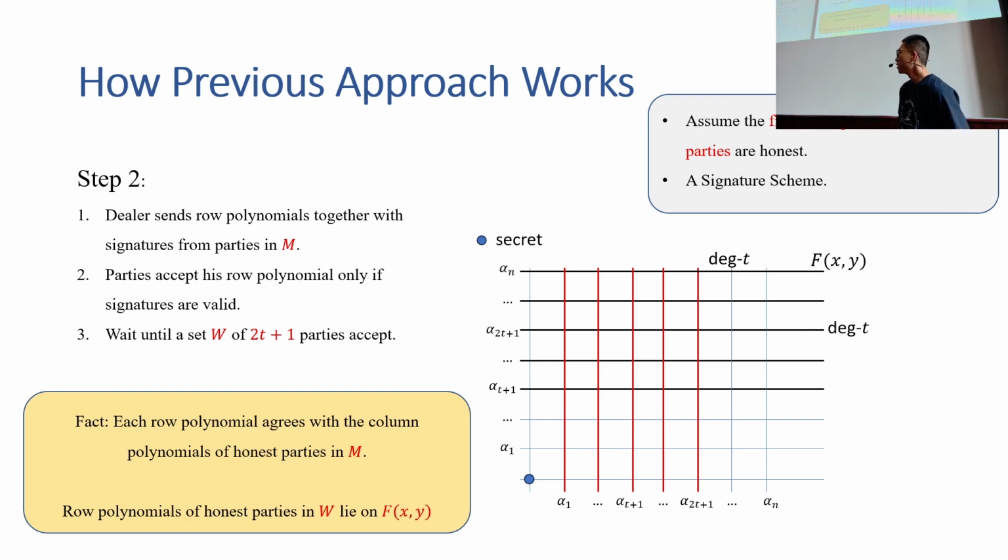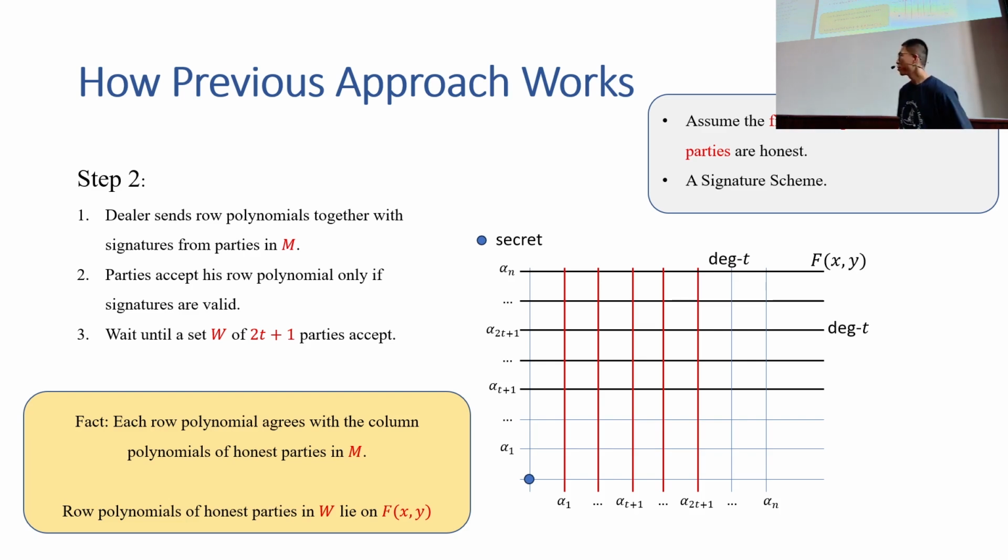Now the guarantee is that if a row polynomial is accepted by some honest party, then we claim that this one must lie on the bivariate polynomial determined by honest parties. The reason is that due to the signatures, this degree T polynomial of each row has already agreed on T+1 points, because T+1 points are provided by honest parties. Okay, so once 2T+1 parties accept their row polynomials, then we think the sharing procedure succeeds.